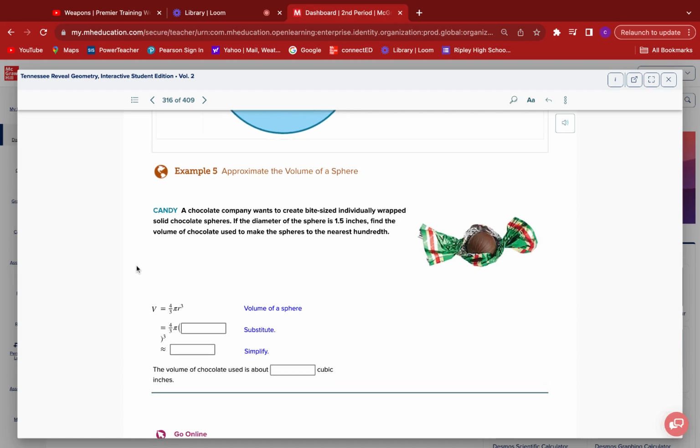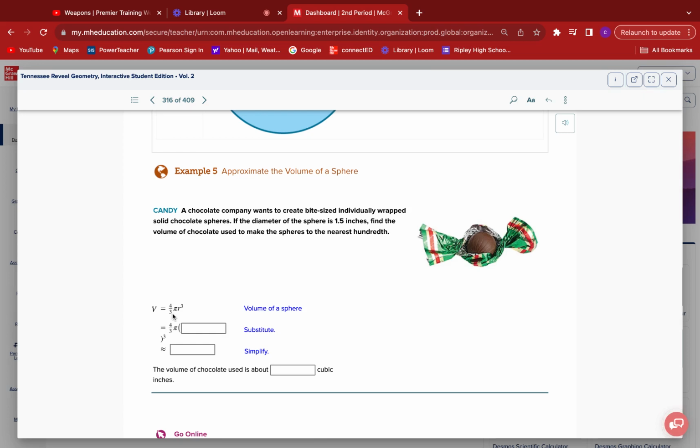All right, a chocolate company wants to create bite-sized, individually wrapped, solid chocolate spheres. If the diameter of the sphere is 1.5, don't forget to divide by the 2. Find the volume of the chocolate used to make the spheres to the nearest hundredth. All right, 1.5 is my diameter. Divide by 2. That will be my radius.